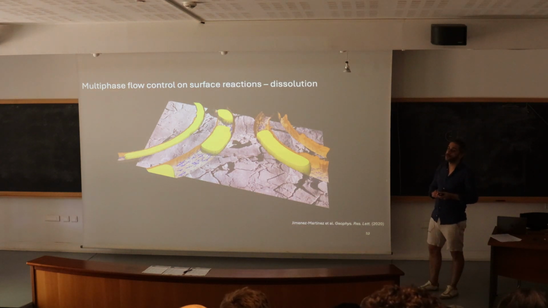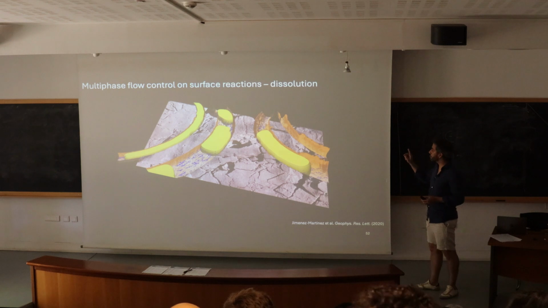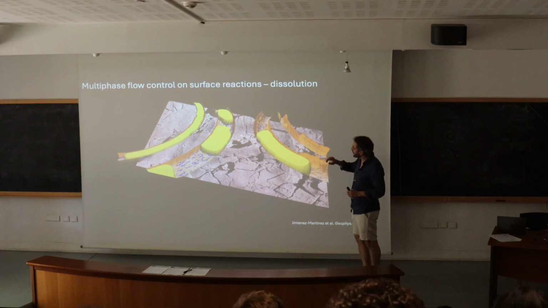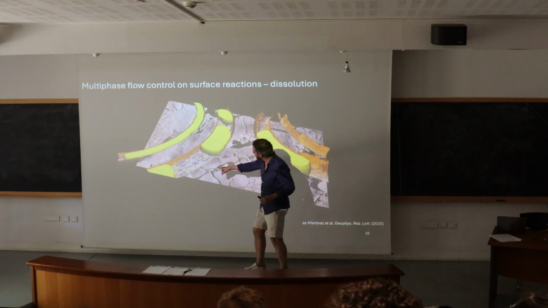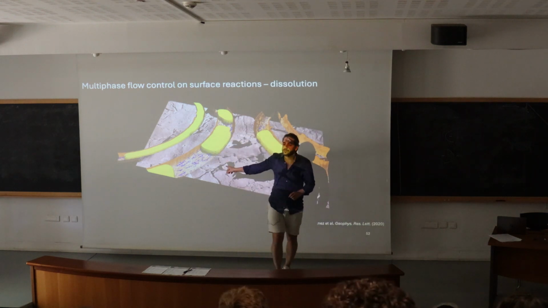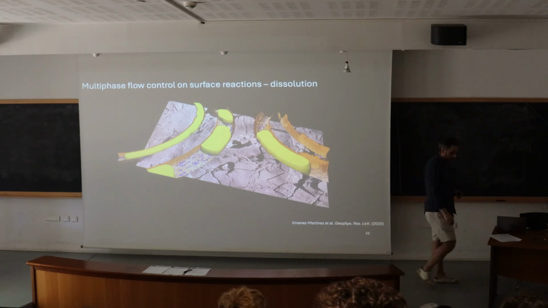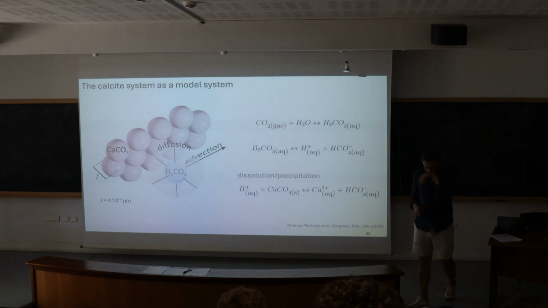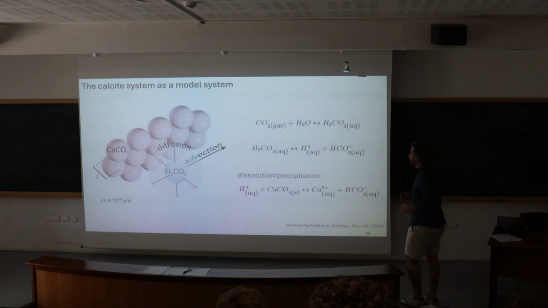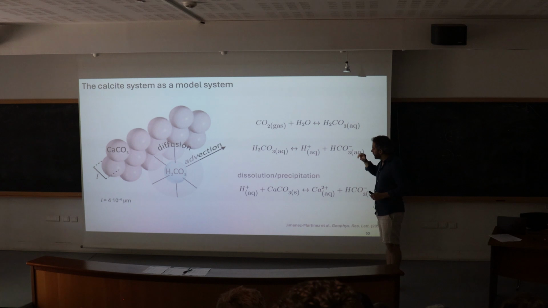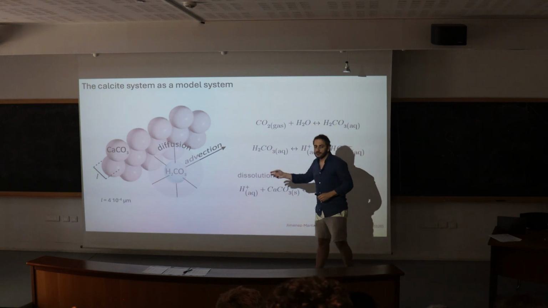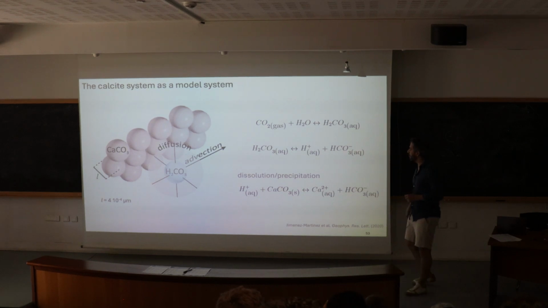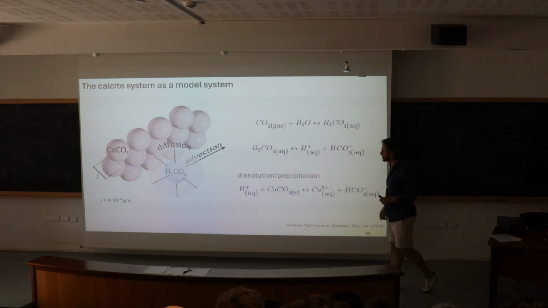How does multiphase flow now control fluid-solid reaction? In this case, I'm going to show you only dissolution. Here I don't show you the liquid phase. This is the gas phase in yellow, and then you see the liquid phase pushing the bubbles with these vectors. So let's use this very well-known system, the calcite system, in which if you dissolve CO2 in water, you get carbonic acid, the pH decreases, and then you can dissolve calcite. If you move in the other direction, basically what you produce is precipitation.